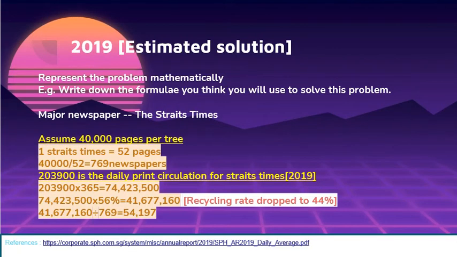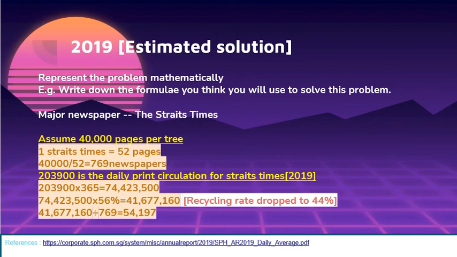So this is the 2019 estimated solution. We assume that the major newspaper is the Straits Times. Assume 40,000 pages per tree, and one Straits Times has 52 pages. So 40,000 over 52 equals 769 newspapers. And 203,900 is the daily print circulation for the Straits Times in 2019.